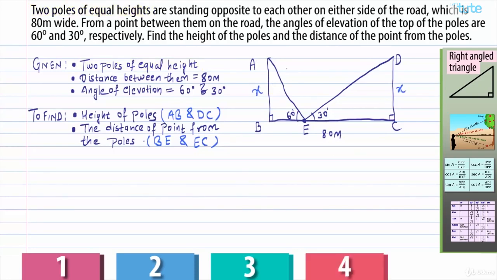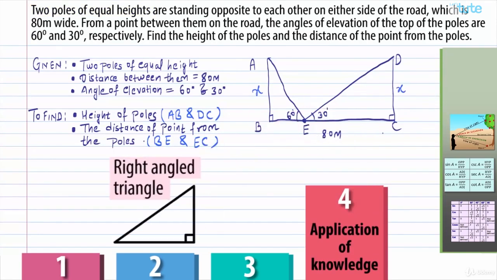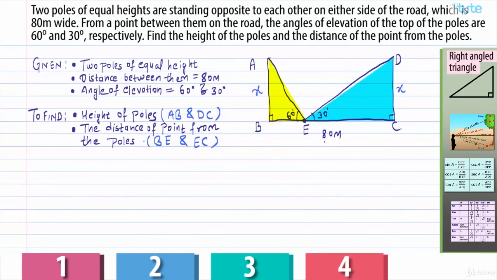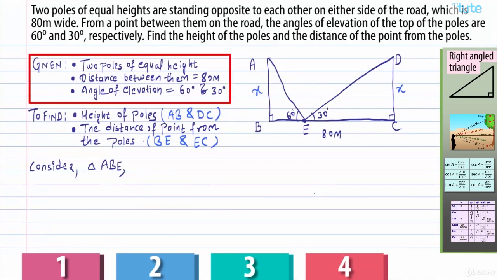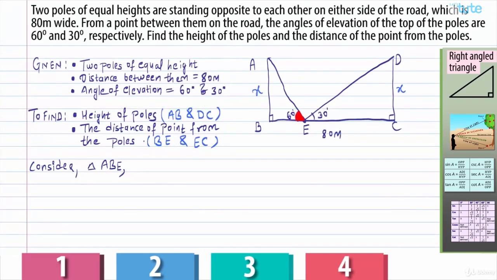So in this diagram, we can see there are two right-angled triangles, ABE and DCE. Let's consider any one of them. Let's say we consider the right-angled triangle ABE. Now please remember that we need to always focus on the things that are given and the things to be found. So with respect to the given angle 60 degrees, things that we need to find, that is AB and BE, they are the opposite and adjacent sides respectively.